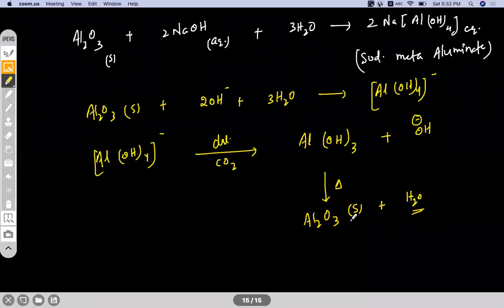Similarly, we can have extraction of copper and other things also, but we don't have to do all this. Even this one is also not that important. Sometimes they have asked questions on alumina. That's why I have taken this example. Okay, I'll go back. Just copy this down.